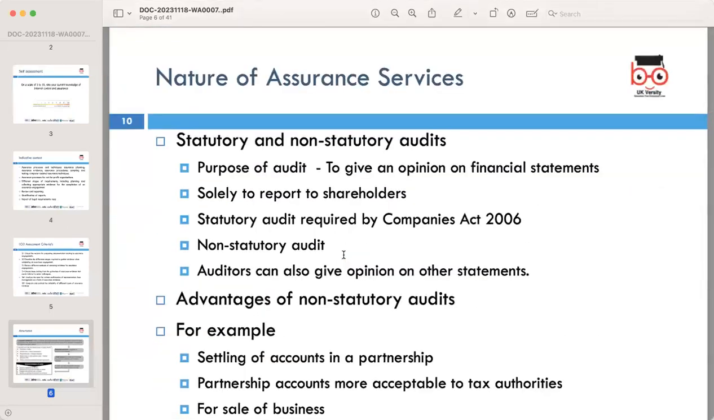Nature of assurance services, statutory and non-statutory auditors, advantages of non-statutory auditors. So assurance services are like, they help. Yes, Johnson?